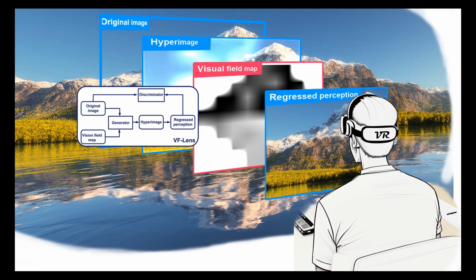In VF lens, a hyperimage is generated to overcompensate for brightness to match the user's visual field impairment. The generated hyperimage is displayed to the user through a VR head-mounted display. The user's actual perception is regressed from the hyperimage, aiming to approximate the targeted normal vision image determined by the discriminator. Through adversarial learning, VF lens presents an innovative method that can potentially address a broad range of visual impairments, not relying on the transparency or reversibility constraints inherent in various visual impairment simulators.